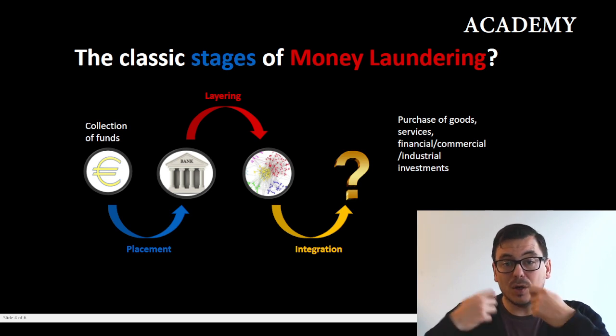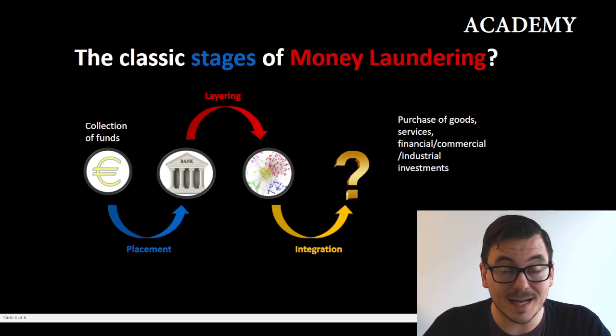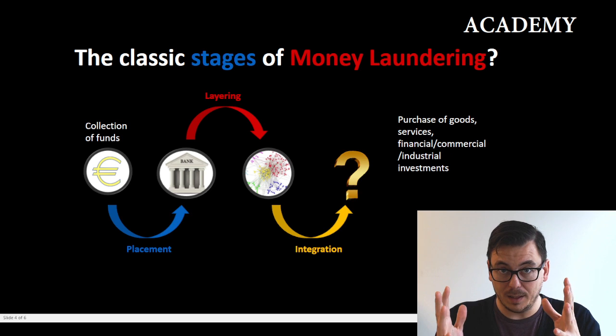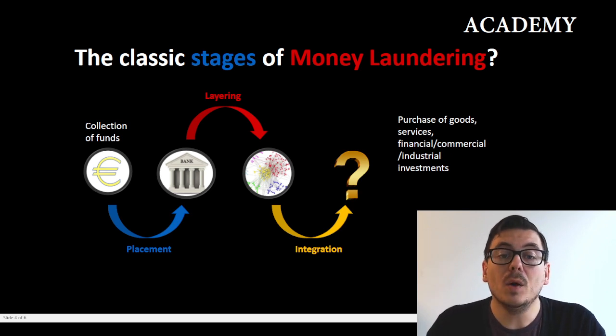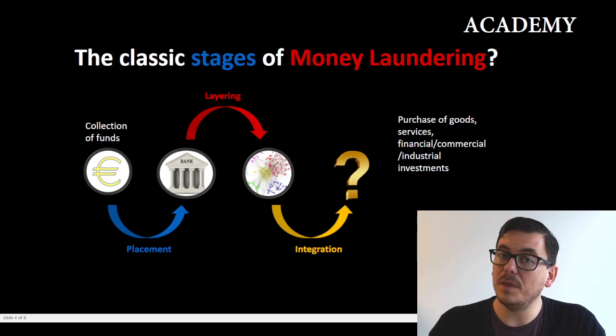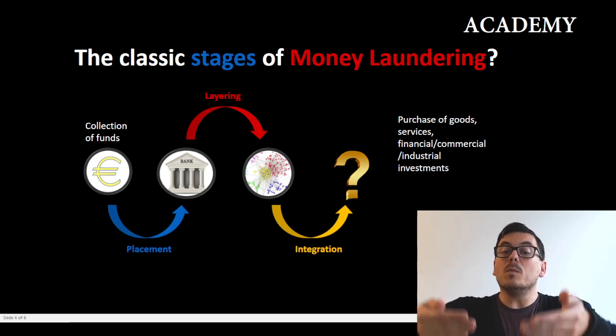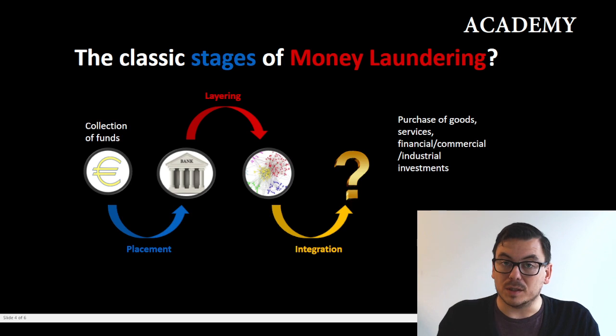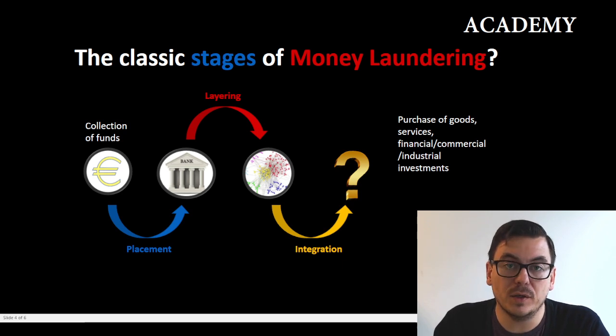When we then purchase some goods with money that seems to be clean, well, the stages of money laundering are finished. Because now we got something out of the money and everyone thinks that the origin of the money that bought this product was legal. So these are the classical stages of money laundering.